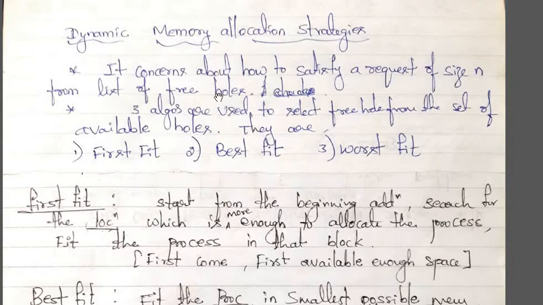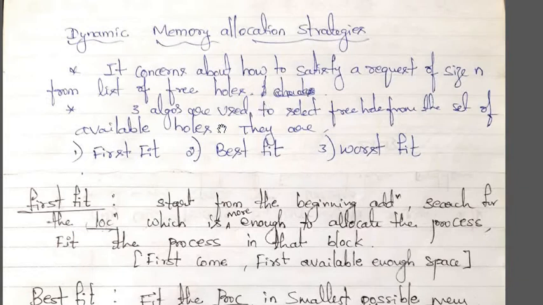The memory allocation strategies generally concern how to satisfy a request of size n from the list of free holes. We have many holes or free spaces, or chunks, available in the available memory space. So how can we satisfy the requests for allocating so many processes? We need to check.